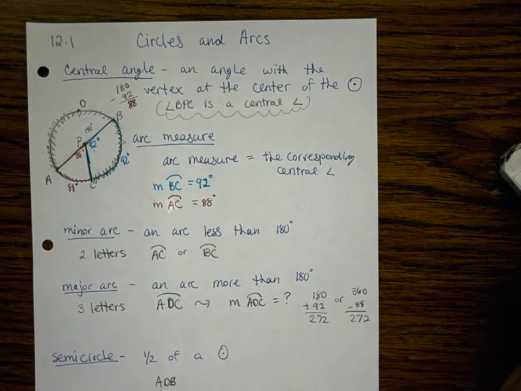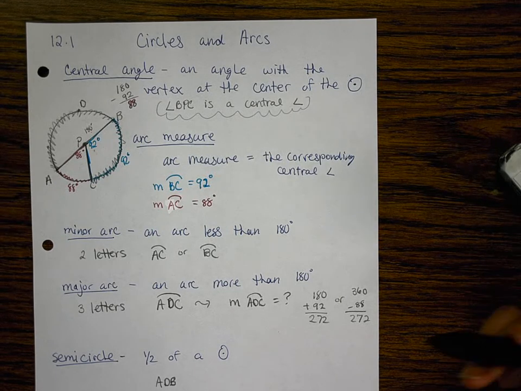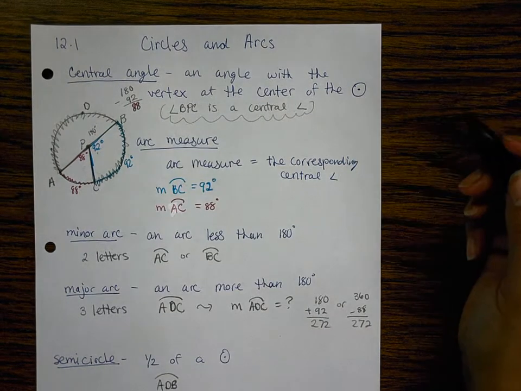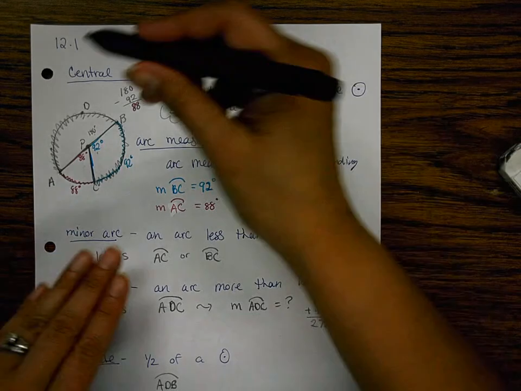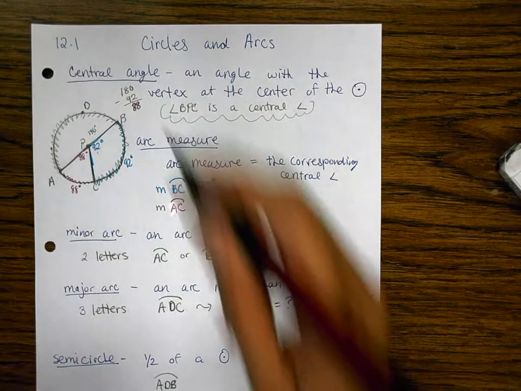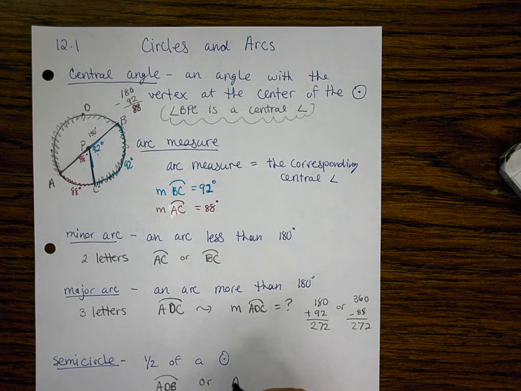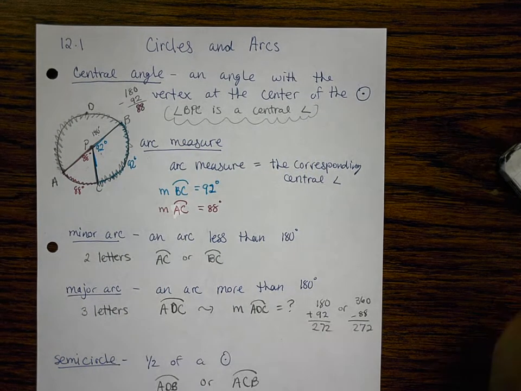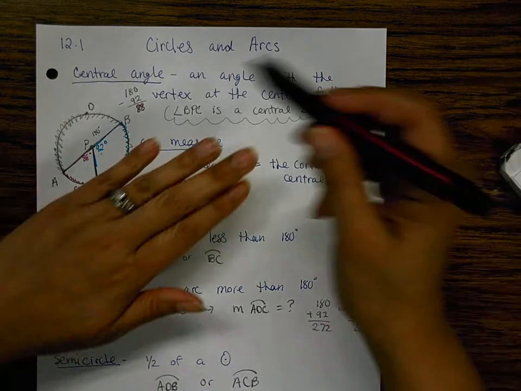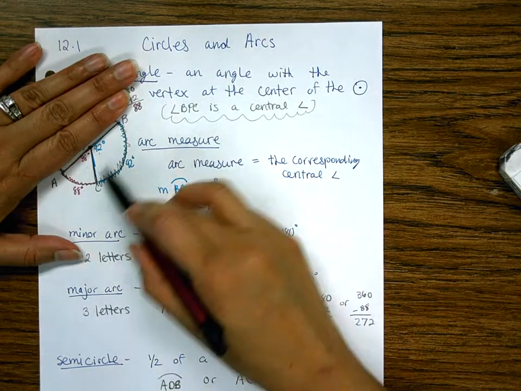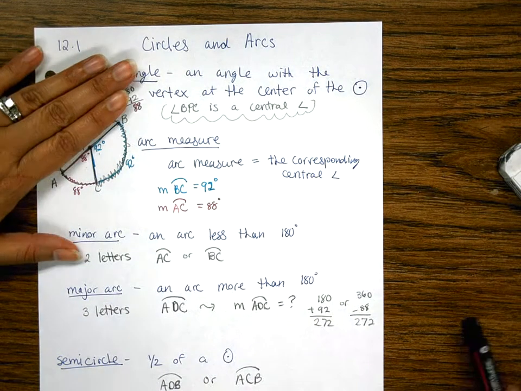Now if they have multiple letters, you will need 3 letters to instruct you on which half of the semicircle. So I would have to use 3 on this one because I have so many letters in my circle. If I didn't, 2 would be enough. ADB, because I'm on the top half, or ACB if I'm on the bottom half. They both equal 180 degrees, but ADB is the top half of the circle and ACB is the bottom half. You could also call it BCA if you wanted to.